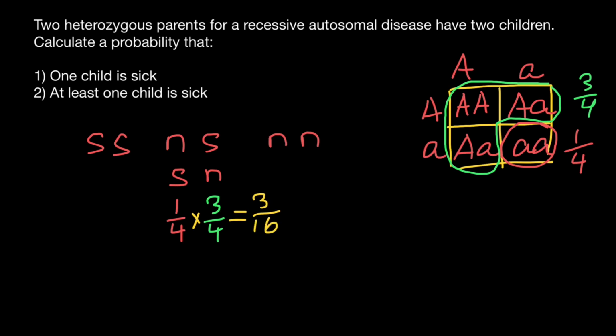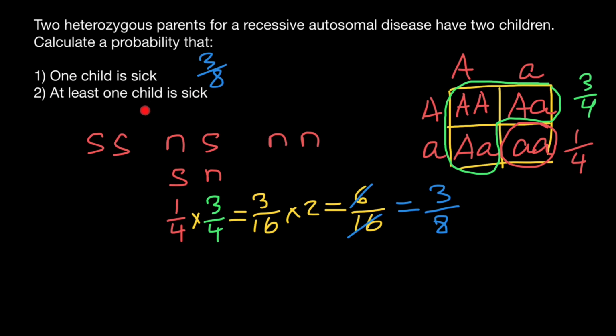Now you see the probability is going to be 3/16. But we have two such combinations. Also, the first child can be normal and the second can be sick. So we have to multiply our answer by 2, and we are going to get 6/16. We also can divide numerator and denominator by 2, and we are going to get 3/8. This is going to be the answer to the first question.